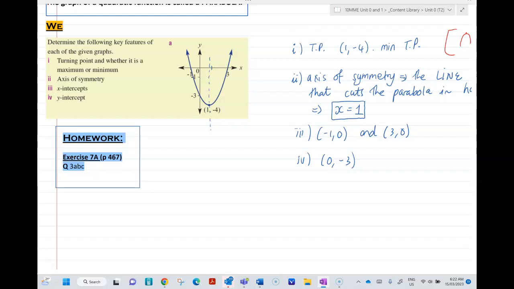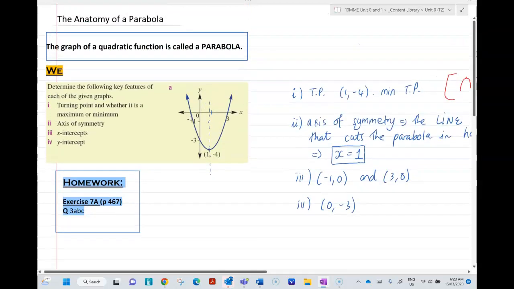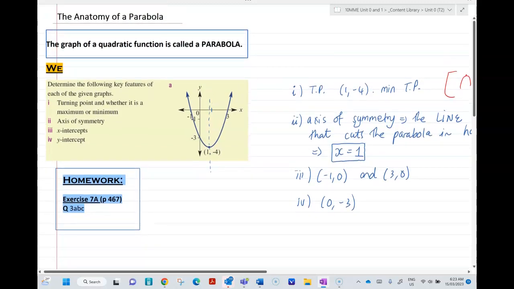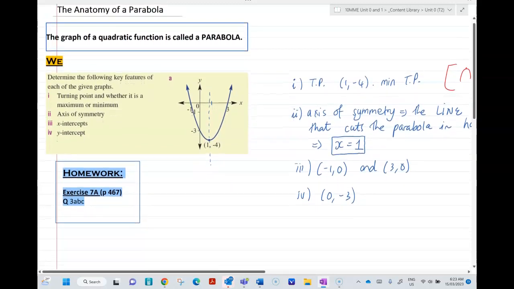So basically, there are 4 things about a parabola. The first one is the y-intercept, the two x-intercepts, the turning point that is new, and then also the axis of symmetry. All right, so that's quite straightforward. Just the key features of a parabola. Make sure you've got everything down in your theory book, and then please go to your exercise book and do these quick questions, Exercise 7A, 3A, B, and C.